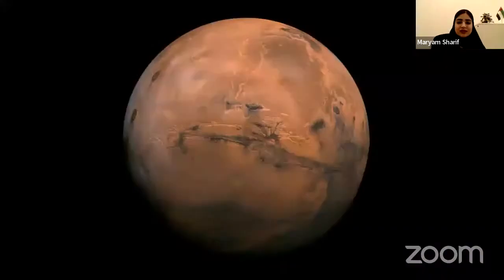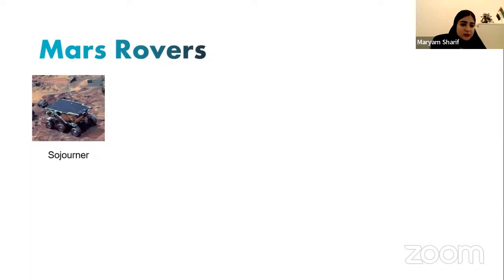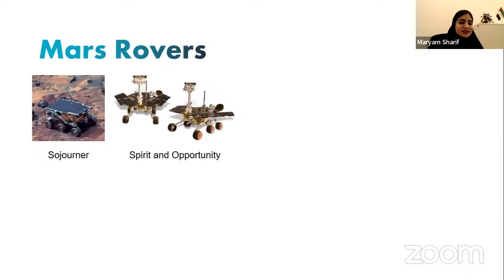So now let's talk about robots on Mars in particular. We'll start with the Mars rovers. In this slide, I will explain the rovers that were developed by NASA. We have the first one, the Sojourner rover, which is the Mars Pathfinder that landed back in 1997, being the first wheeled robot rover on the red planet. Now here we have the twins, Spirit and Opportunity. They are the Mars Exploration Rover mission that landed on Mars in January 2004 to find evidence of water on Mars.